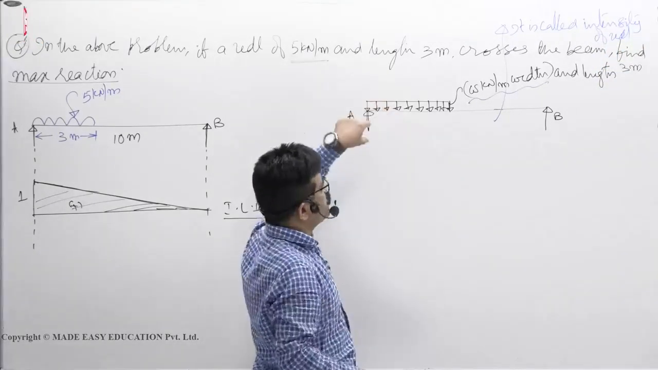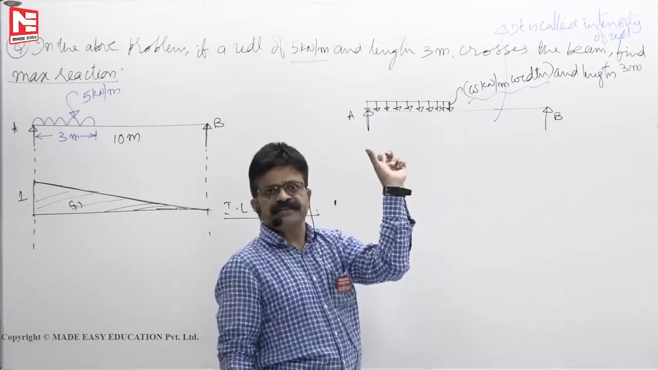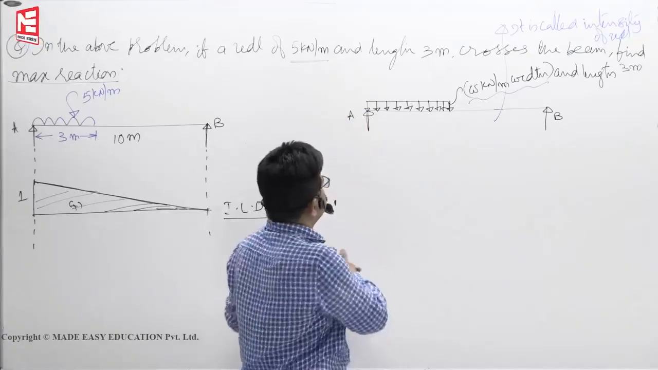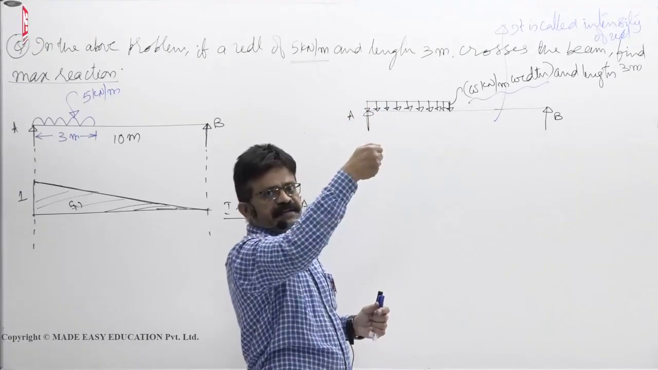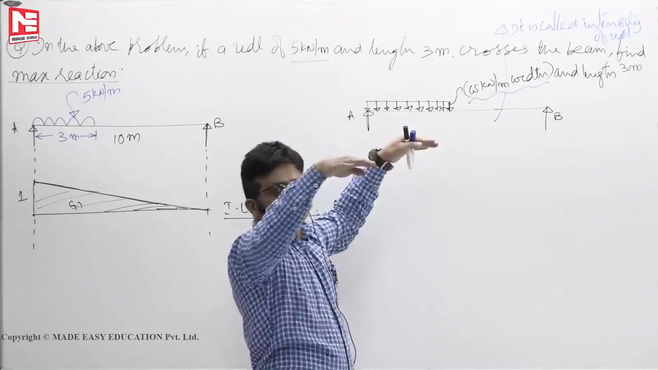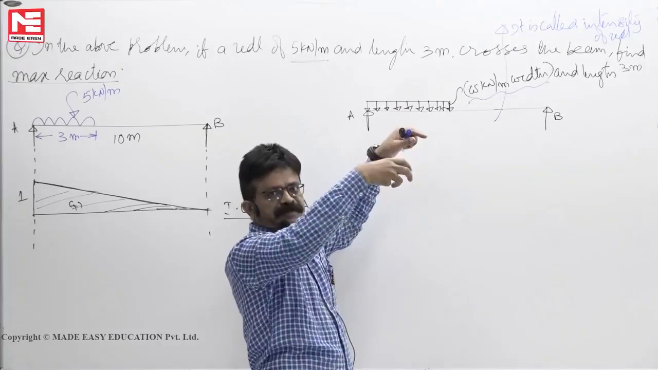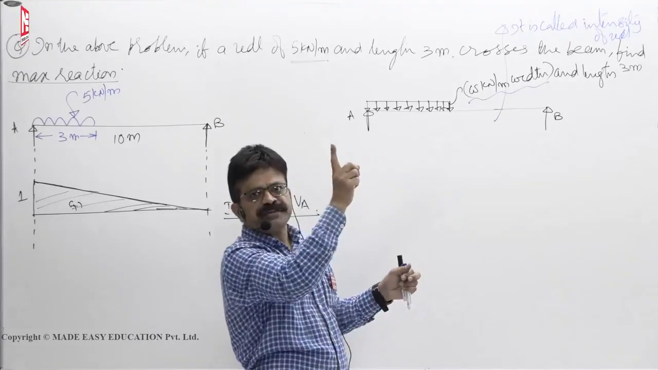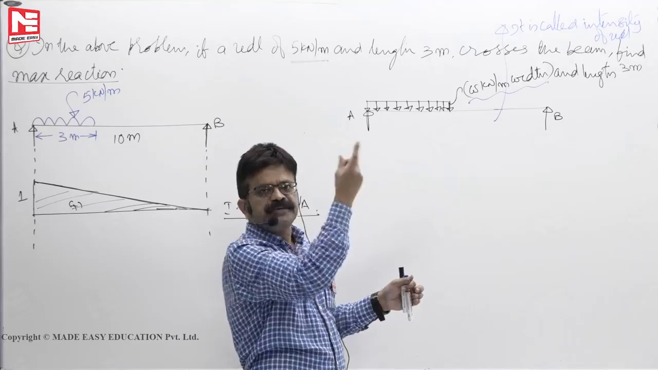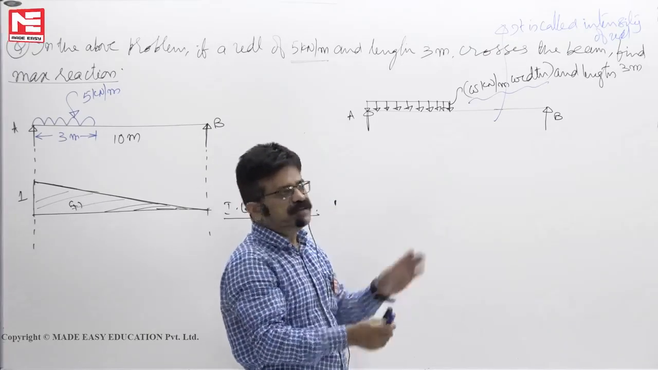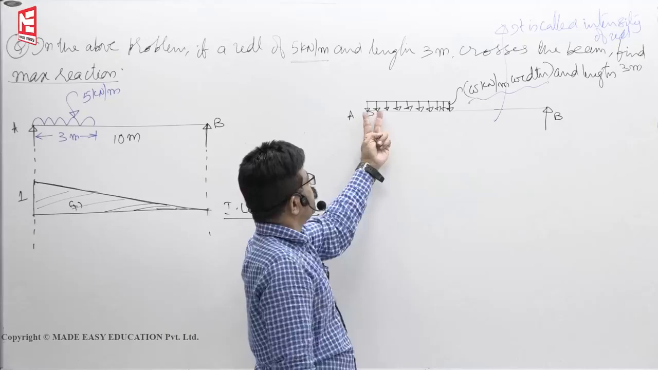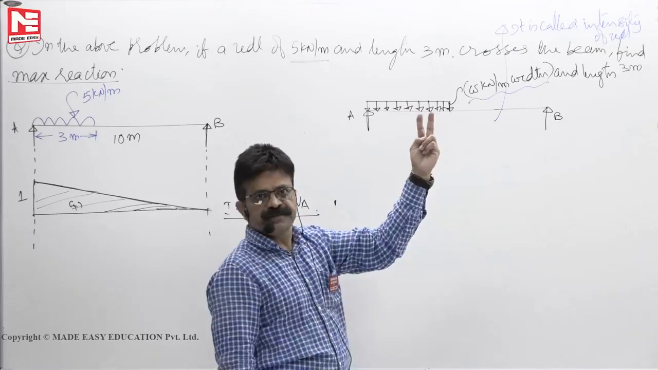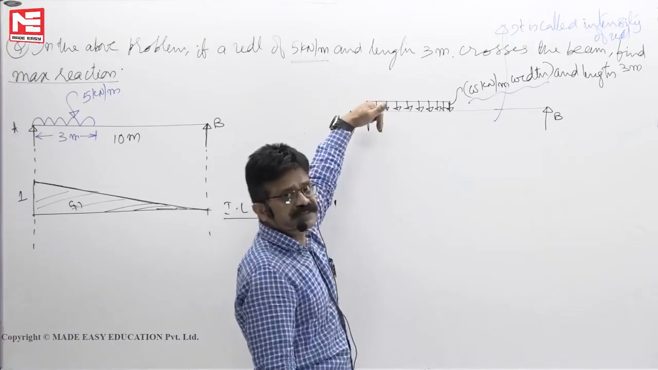Now assume that this beam width is say 1 meter. Supposing that 3 meters is the width and a load of say 2 kilonewtons per meter square is acting. So 2 kilonewtons per meter square into 3 meters, so 6 kilonewtons per meter. So if I take 1 meter length here, on this 1 meter length there is a load of 6 kilonewtons. Means 6 kilonewtons per unit width it will act.